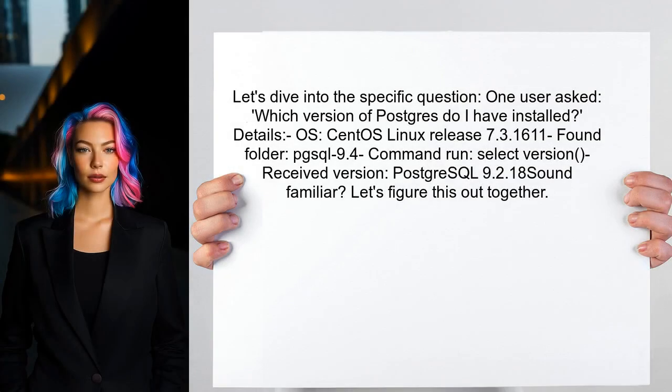Let's dive into the specific question at hand. One user recently asked, "Which version of Postgres do I have installed?" They mentioned their operating system is CentOS Linux release 7.3.6111, and they found a folder named PostgreSQL 9.4. However, when they ran the command to check the version, they received a different version number. Sound familiar? Let's figure this out together.